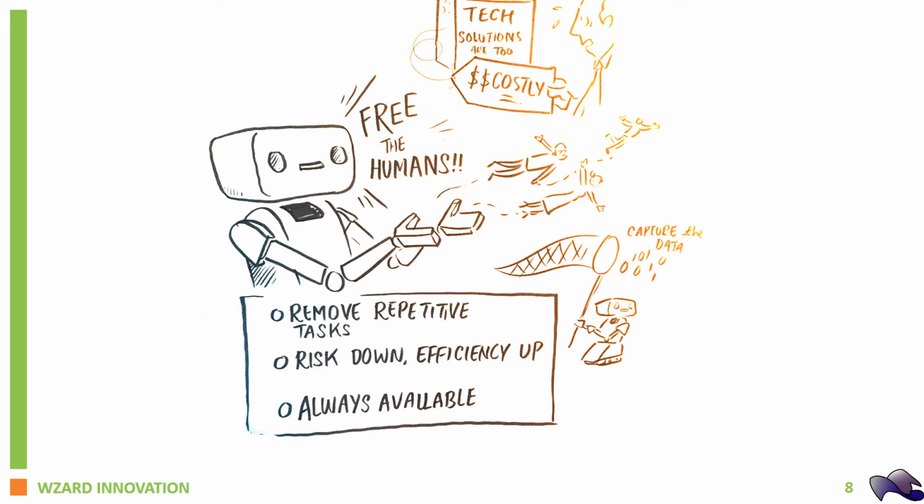Focusing specifically then on the additional benefits that automation brings to your Lean RPA program is they remove repetitive tasks. They reduce risk and improve efficiency. And of course, they handle peaks and troughs of volume, allowing you to be always available.